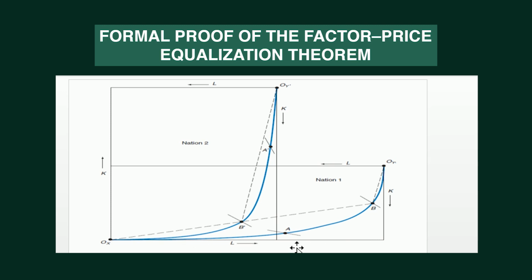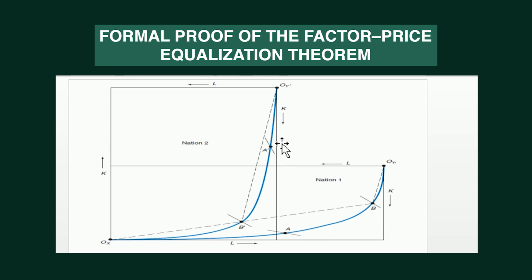Remember, we are measuring X on the horizontal axis rightwards. And with the opening of trade, nation 1 moves from point A to point B, where it is now producing a higher amount of good X. Mind you, we are measuring good X for country 1 in the right direction of the horizontal axis. At point B, observe that it is now using a higher capital labor ratio.